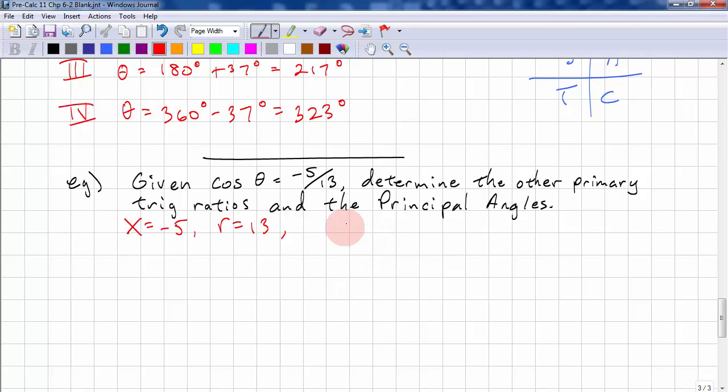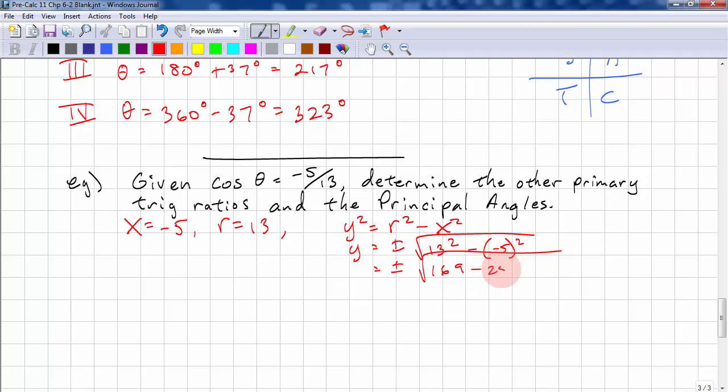We need to find y, so we have y squared equals r squared minus x squared. So y equals plus or minus the square root of 13 squared minus negative 5 squared. So this is plus or minus square root 169 minus 25. This is plus or minus square root 144. So we have plus or minus 12. It's important that you have the plus or minus 12 because we're not told what quadrant it's in. So it's going to be in two quadrants.